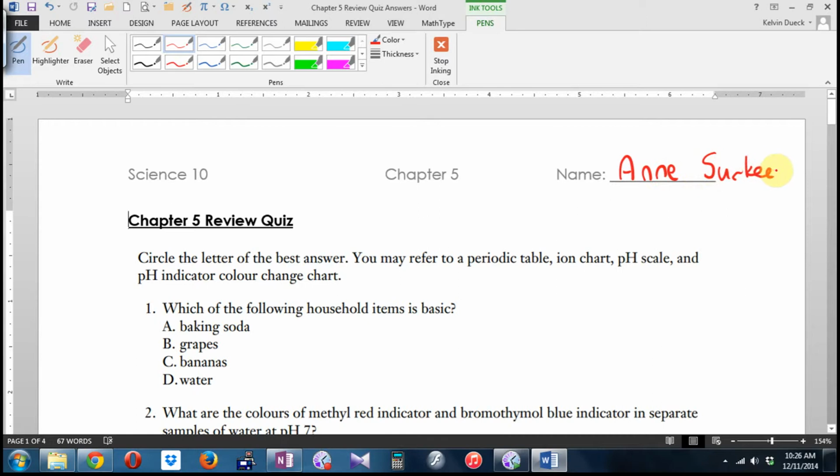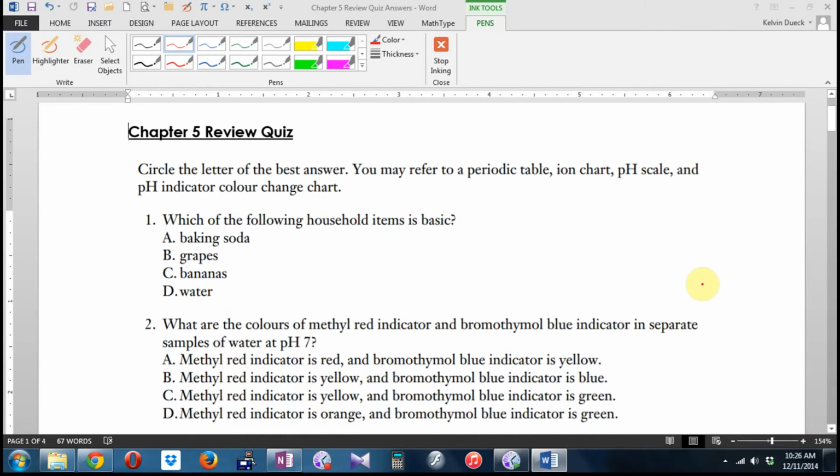All right, here we go. It says, circle the letter of the best answer. You may refer to a periodic table. So to the test, bring your pink periodic table. And to whoever's listening to this, my TOC, they are allowed to have their pink periodic table on the test, and they are allowed to have their yellow acid-base sheet on the test. And I'll give you a few extras if kids forget them, but hopefully they won't. So you can have a periodic table, and you can have your ion chart, pH scale, and that yellow sheet.